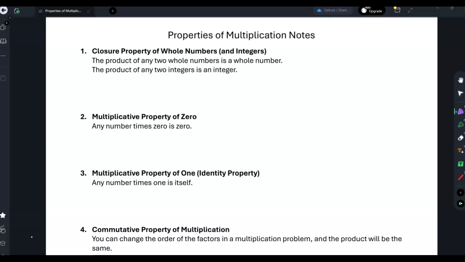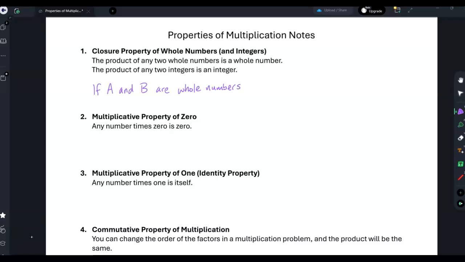So the closure property, when we saw this with addition, just says if you have any two whole numbers and you add them together, that the answer would be a whole number. And so we have that with multiplication as well. If we have any two whole numbers and we multiply them together, our answer will be a whole number. So if we say A and B are whole numbers, then we know A times B is going to be a whole number.